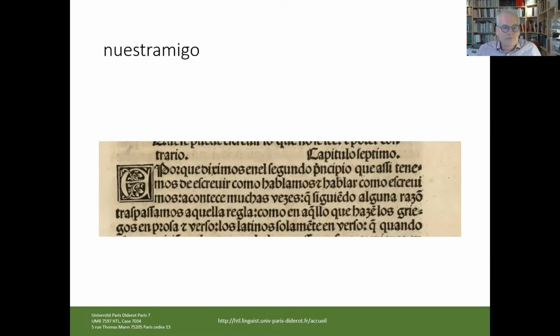I could give any other example. There is a chapter, and here the author is explaining a rule, "traspasamos una regla", and it is about how to spell "nuestro amigo". Then you have actually a topic which is interesting for prosody, for reading poetry. You must count the syllables, and if you want to count the syllables, you must know the phonological rules, and then you must know also the spelling.